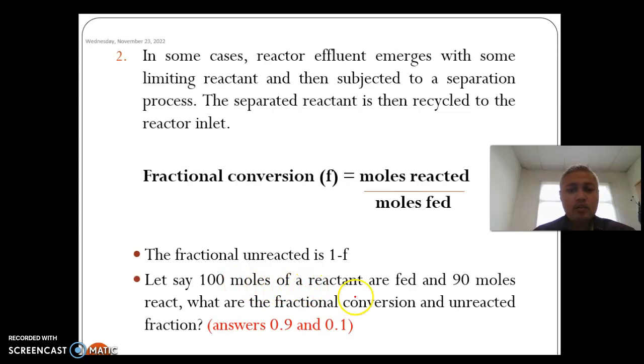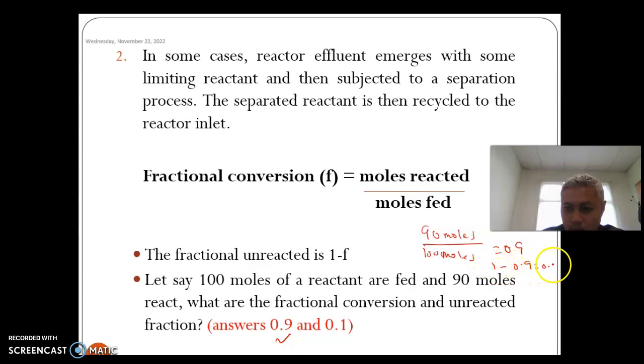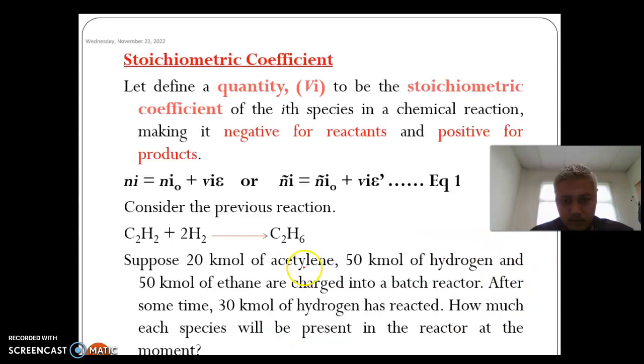So let's say we have 100 moles of reactant fed and 90 moles react. What are the fractional conversion and unreacted fraction? It's very easy. We just look at this formula. We have moles reacted, here 90 moles, and fed is 100 moles. So we will have 0.9. That's why we got 0.9 for fractional conversion, and the unreacted fraction is 1 minus 0.9. We got 0.1.